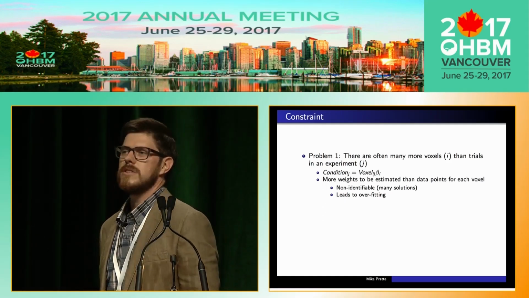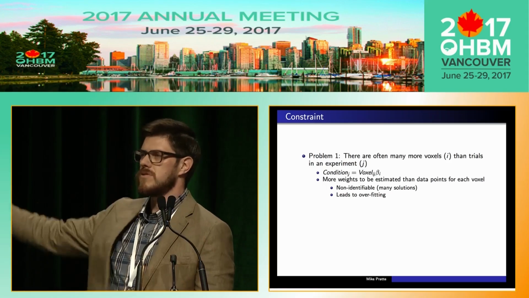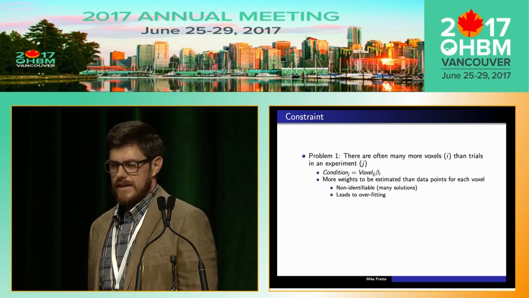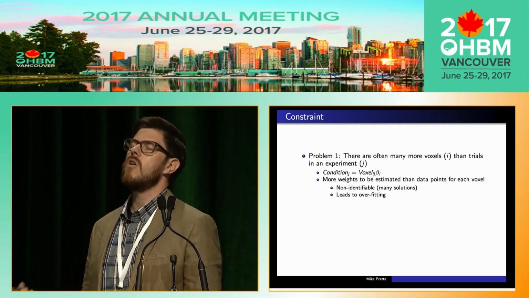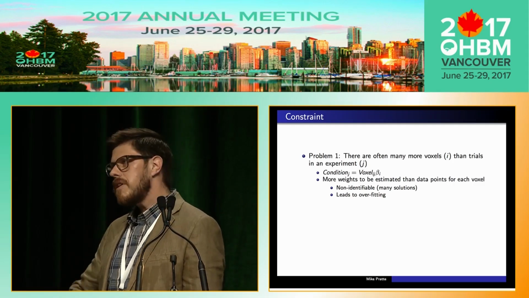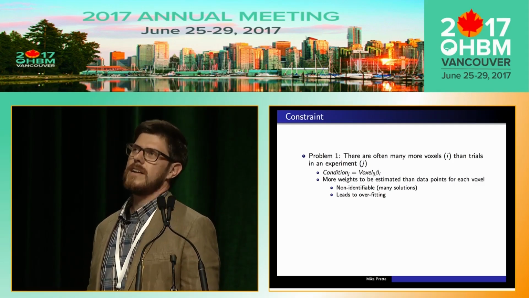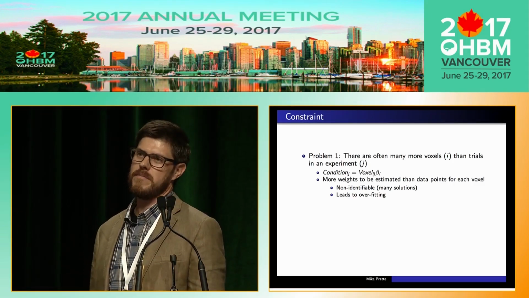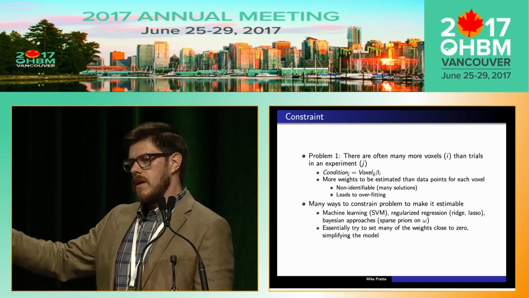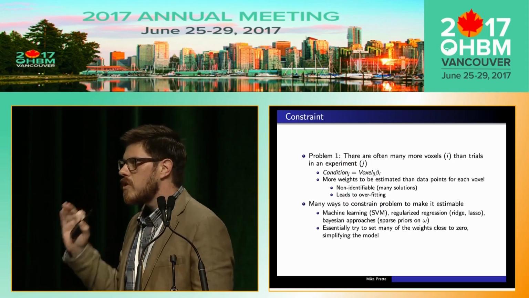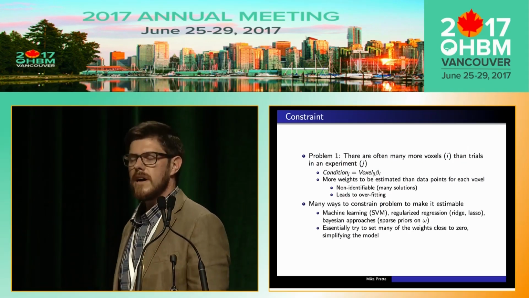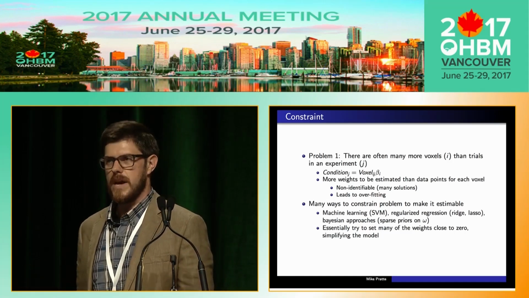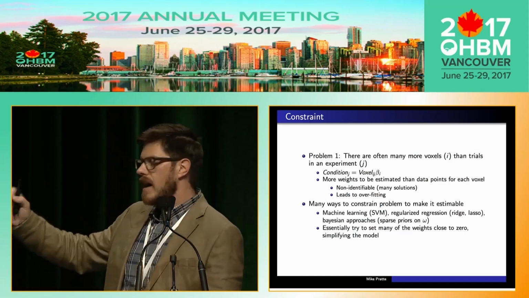I can't find one solution. There are a bunch of solutions for these weights over voxels that'll give me a good answer. And what happens is that you end up overfitting the data. If you give me 400 voxels to try to account for 100 trials in my experiment, I'll do it perfectly every time. I have too many degrees of freedom. So the goal when you're doing these sorts of multivariate analyses is to somehow constrain this problem to make it manageable. And there are a lot of ways to do it.